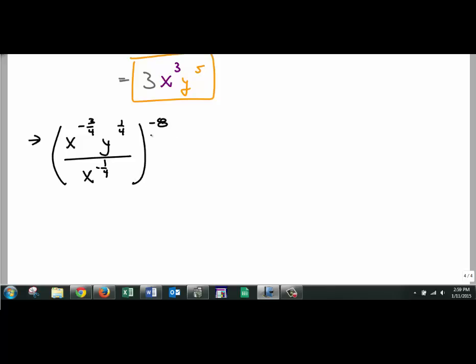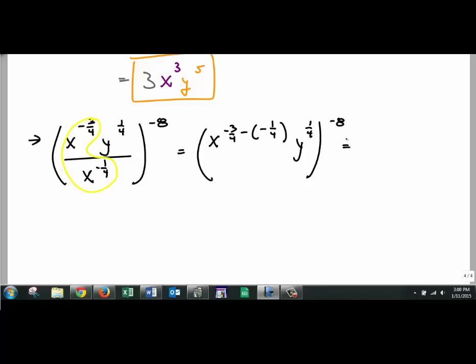Now there's more than one approach that we could take here. We could distribute the negative 8 first, or we could simplify within the radical first. So it's kind of your call. I am going to simplify within the radical first because I have x's that should simplify or cancel. So I have x to the negative 3/4 minus a negative 1/4, because remember, when you divide like bases, you subtract the exponents. And this is all to the negative 8.